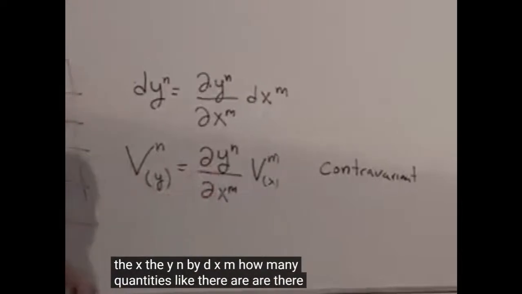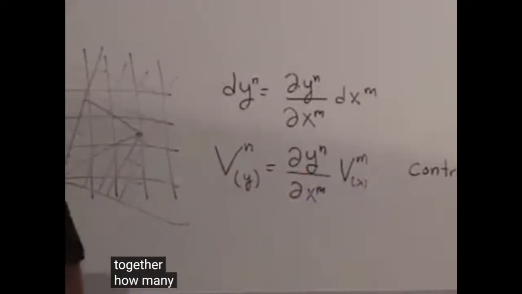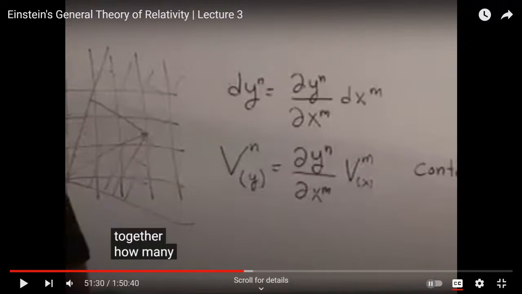How many quantities like this are there altogether? As many dimensions as you want. In the top equation, this is the summation over m dimensions, but there are n dimensions, which is the same number. So let's say it's 4. There are 4 of these, and there are 4 of these, so that's 16.